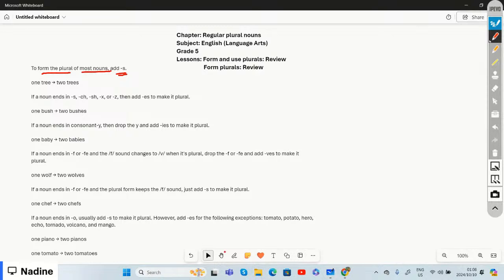Now, if we look at an example of where you just add an S to the words, right? For example, one tree, but two trees, we just added an S. One boy, more than one boys. We just added an S to show the plural form of that word.